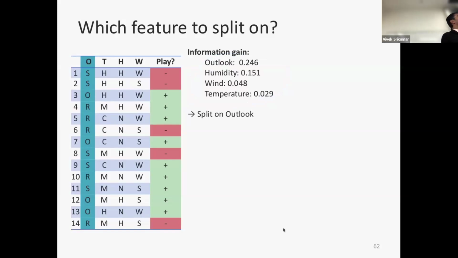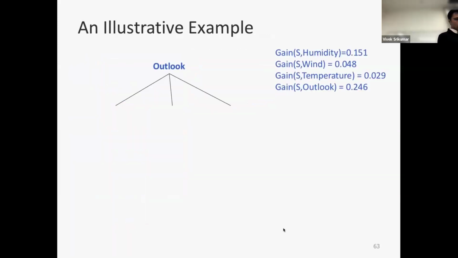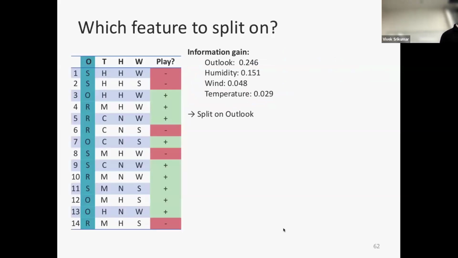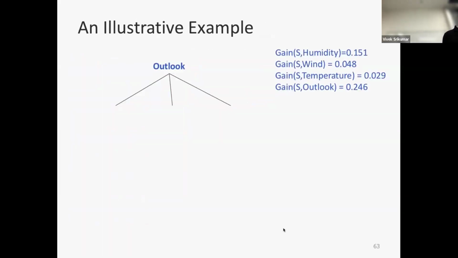And that means you're starting to grow the tree with the root feature being outlook. And outlook, it turns out, takes three values. Does anyone remember what those three values are? Sunny, overcast, and rainy. Each of those branches corresponds to each value that that feature takes.